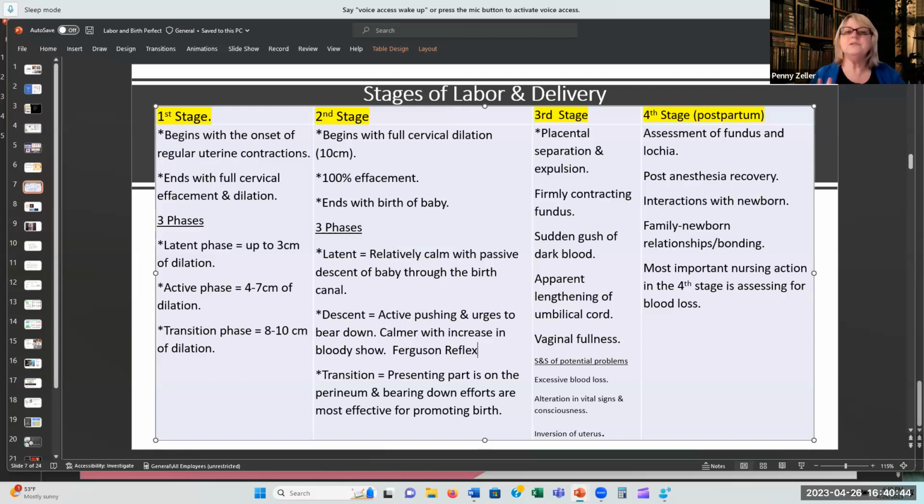2nd stage is the delivery of the baby. So the 1st stage is about contractions preparing the cervix. Okay, contractions, opening up the cervix, dilating and thinning it out so that we can go into stage 2 and deliver that baby.